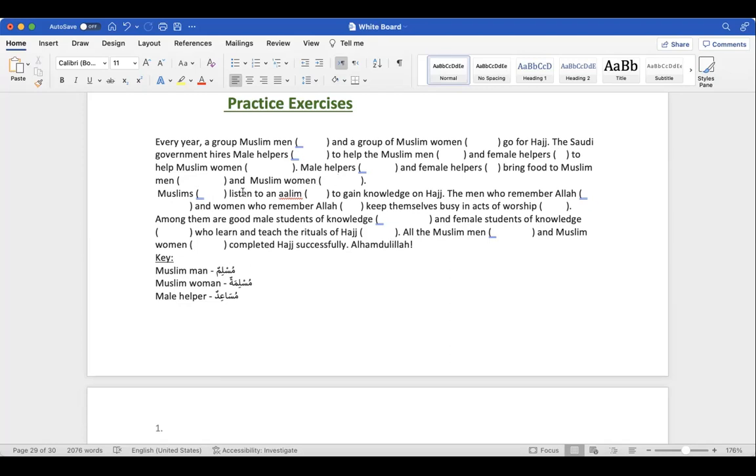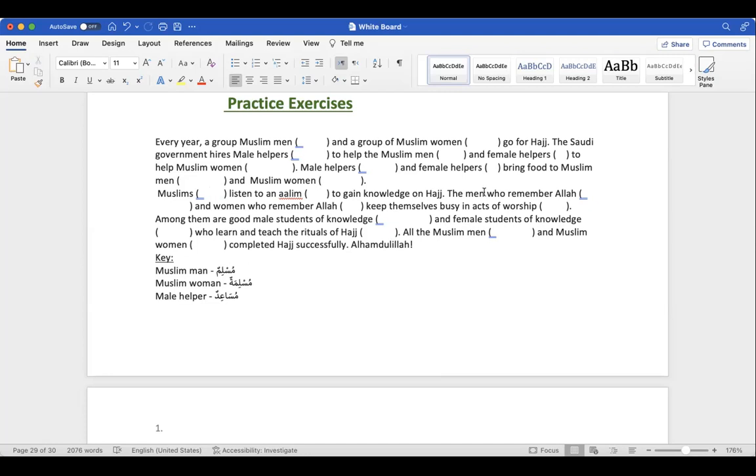Okay. Now another sentence. Muslims listen to an alim to gain the knowledge on Hajj. Now Muslim is a doer right here. Muslims are doers here, the ones who are doing some action, and they are listening to the alim. So alim is the details. So what will you say here? Muslimuna. And alim, aliman, because it is mansub.